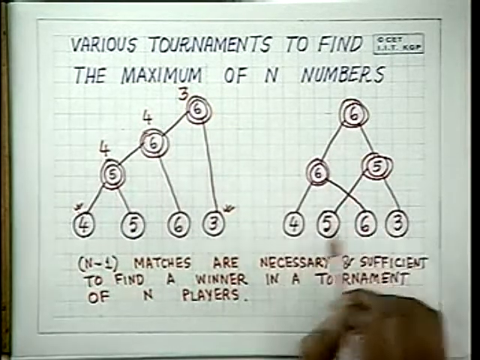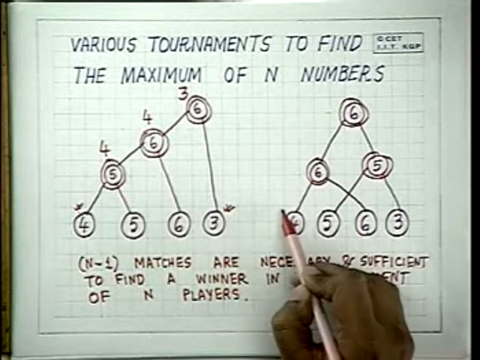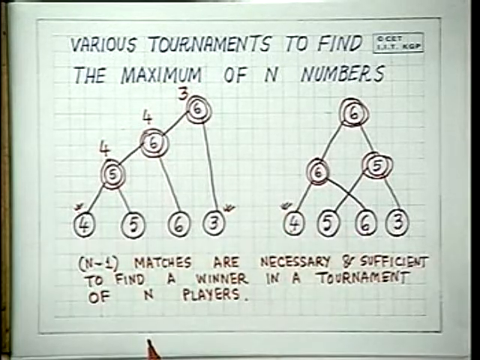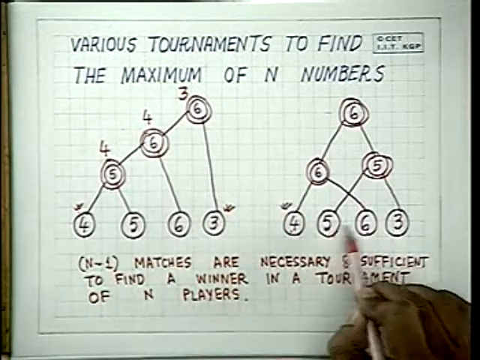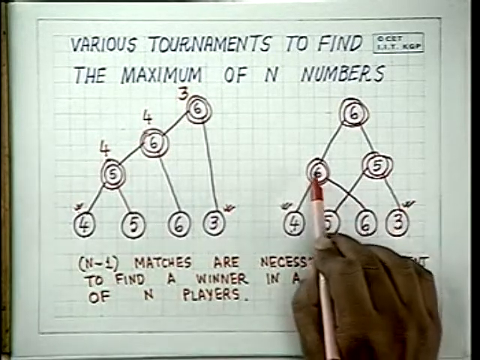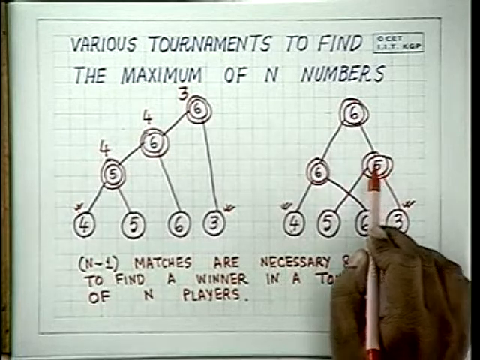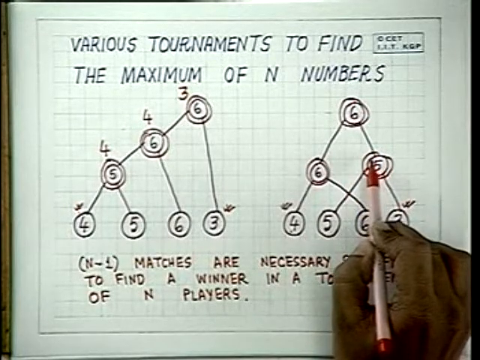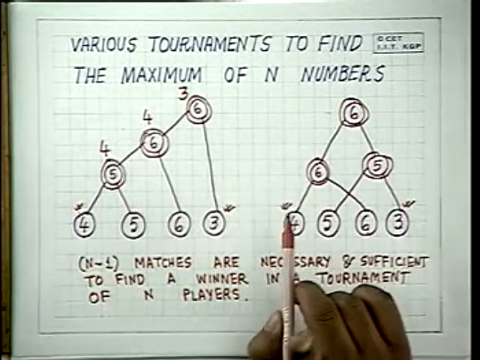Now look at this point. Here 4 and 6 were compared. So 4 lost. And 5 and 3 were compared and 3 lost. Here 5 and 6 were compared and 5 lost, but this fellow will not participate in becoming the minimum because he has won at least one match. So the minimum will be among those people who have lost their first match.